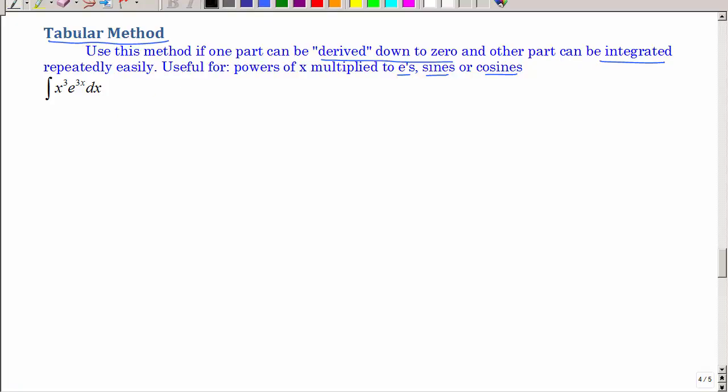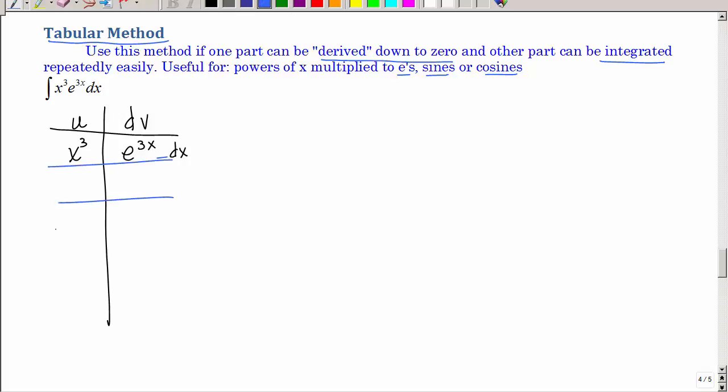We're going to set up a table. And just like we've been labeling my process, I have u and I have dv. So still using that same mnemonic, I have x's and I have e's, so x's are going to be my u because that's my algebraic expression, and my dv is going to be the other part. Alright, so on the u, I'm just going to keep taking the derivative. So if you had notebook paper, you'd have like these little lines, right, of notebook paper. So let's see what happens.